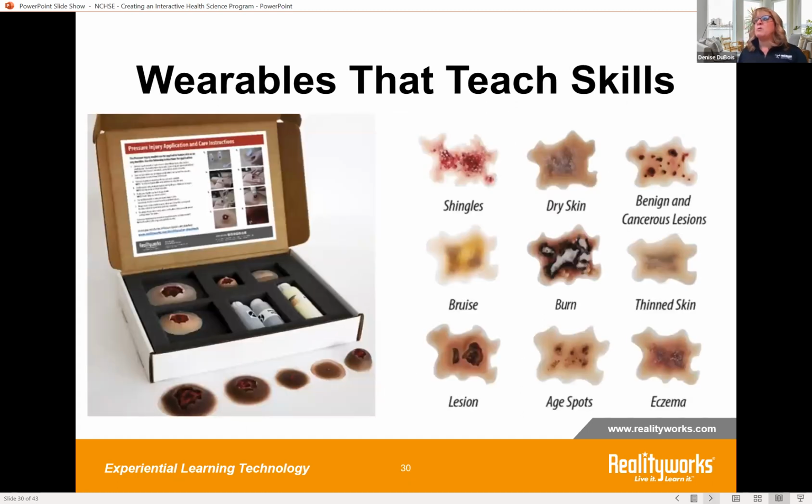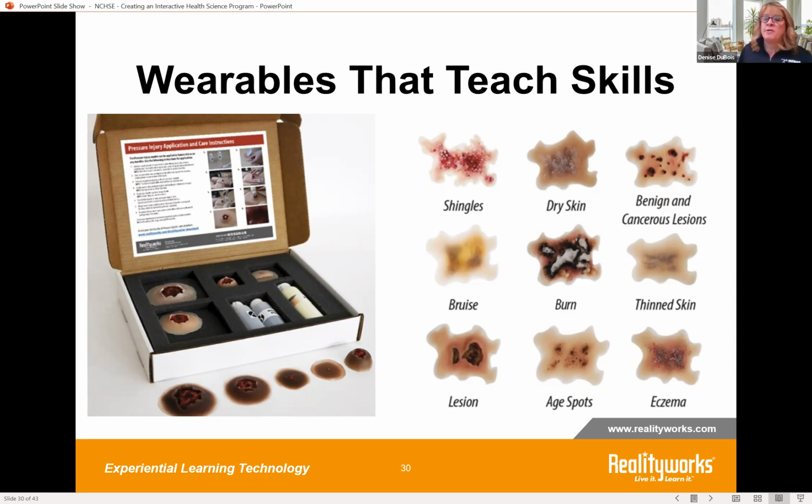But we also have wearables that teach skills. And if you're in health science, you are well acquainted with moulage and how students can really love role playing and getting into some of those wearable wounds. A few of the different ones that we have: a geriatric skin condition set that you see here on the right. We've also got a special pressure injury set as well.